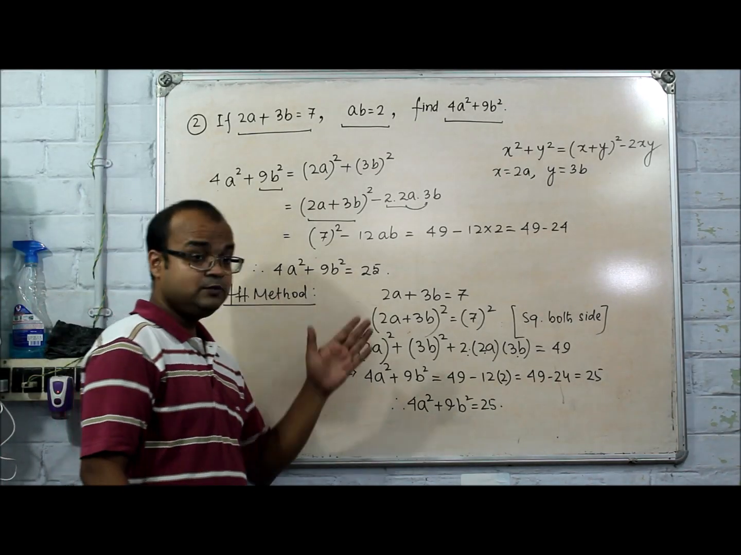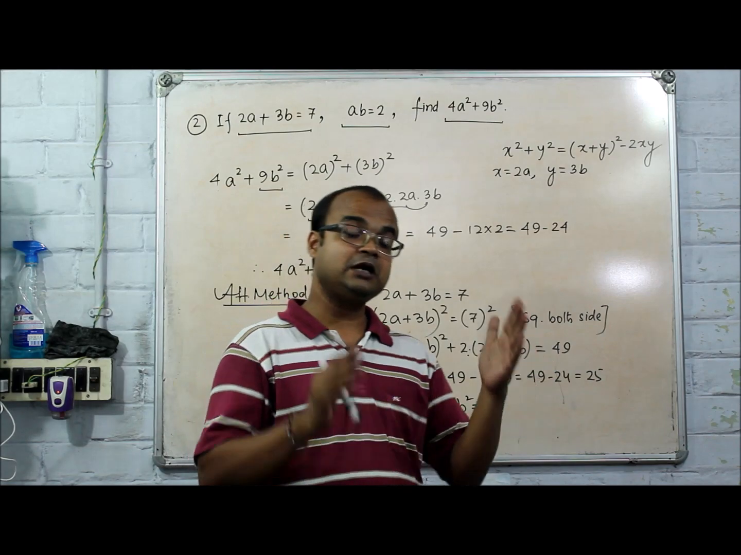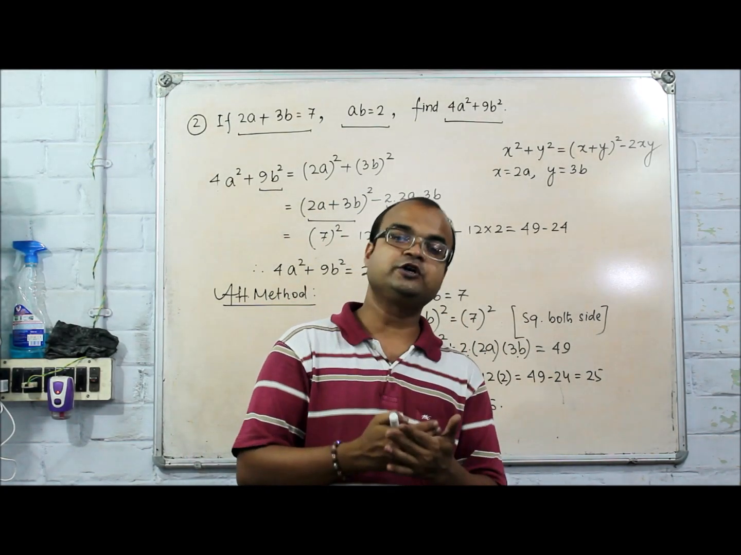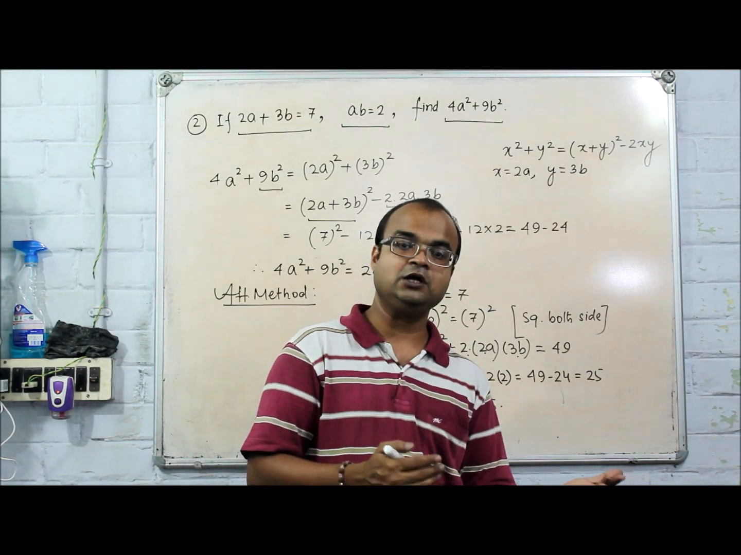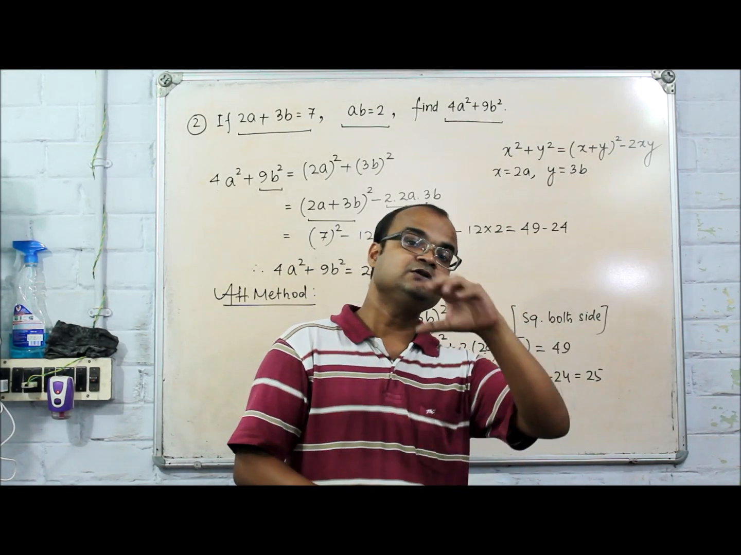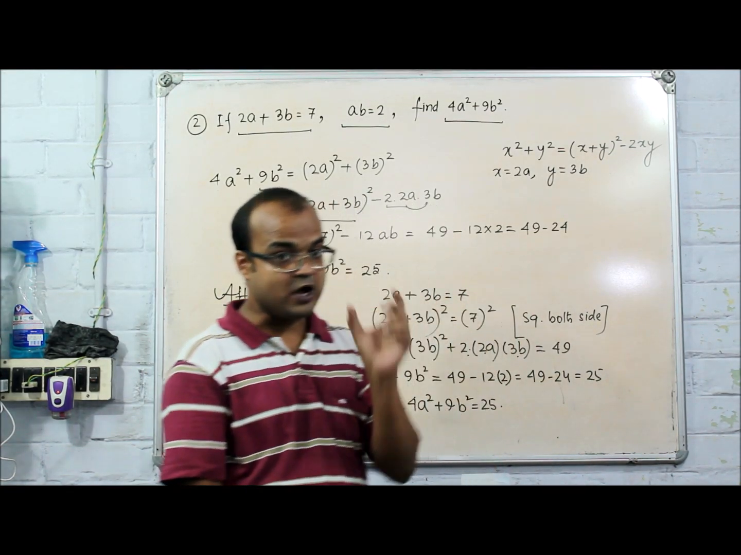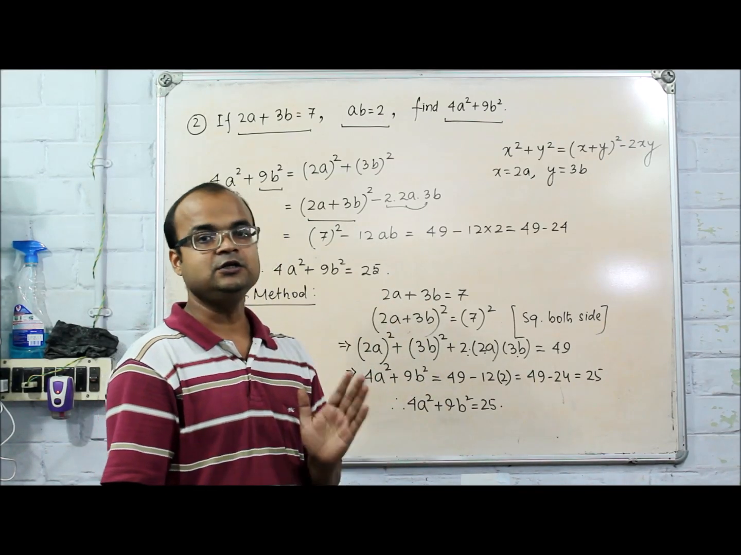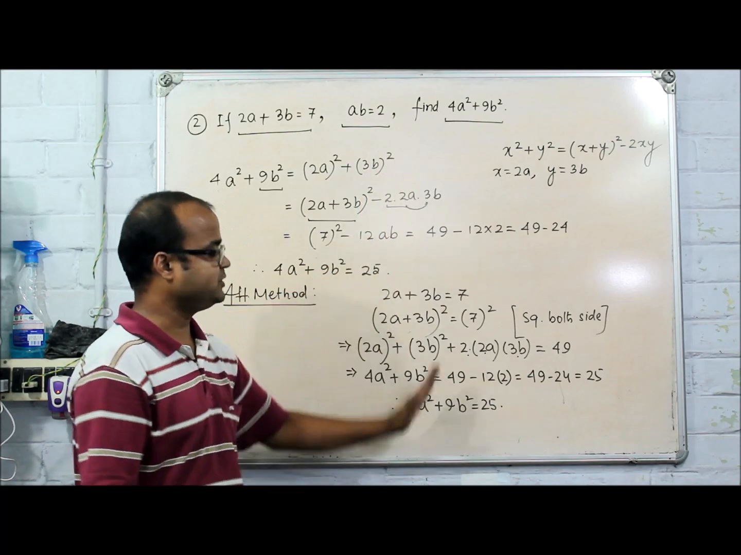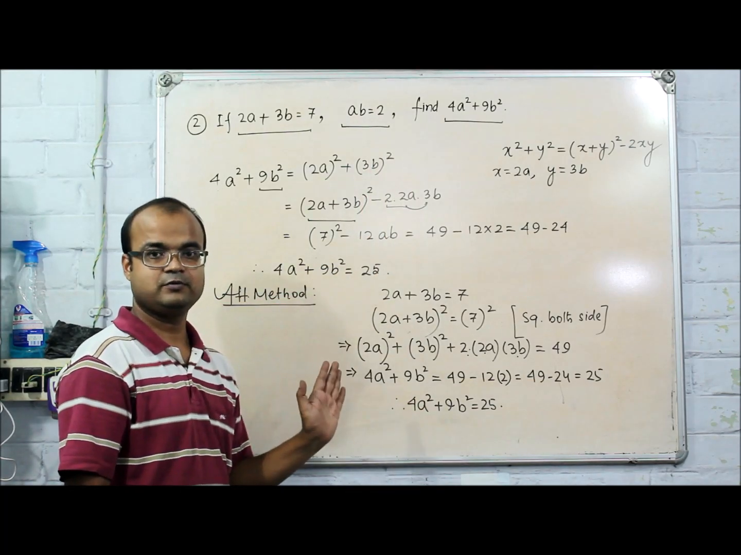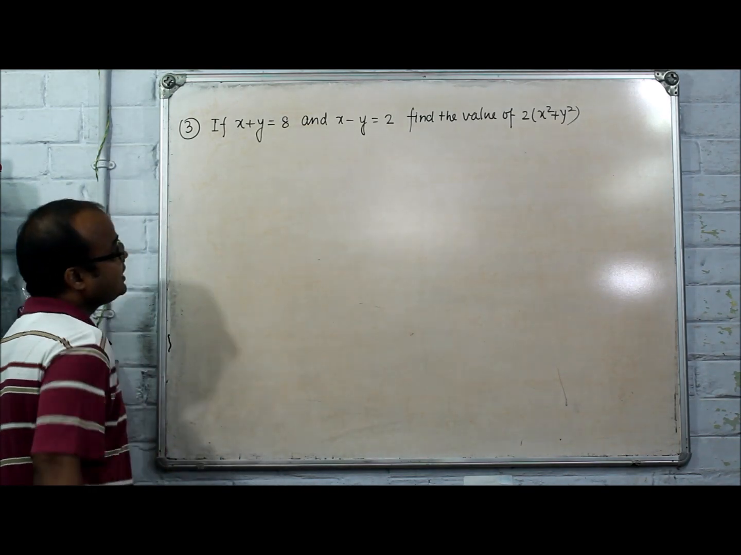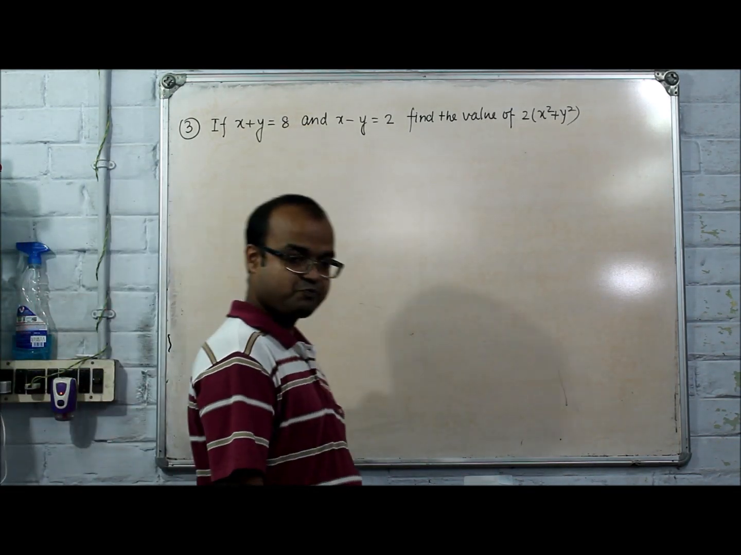Clear? So in the last two sums I used both methods to explain. Either you can use the formula directly, or you can square the given quantity on both sides, and then use the other information to find the value. Clear? Now let us solve this problem.